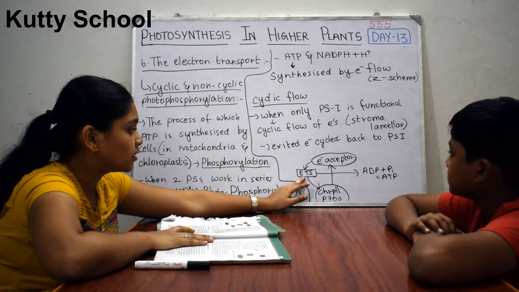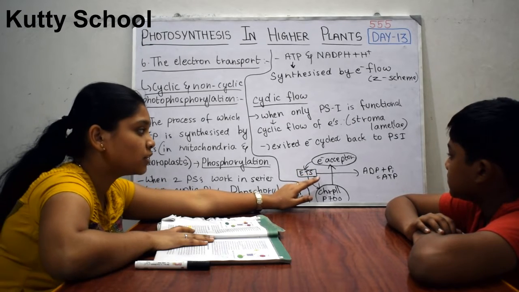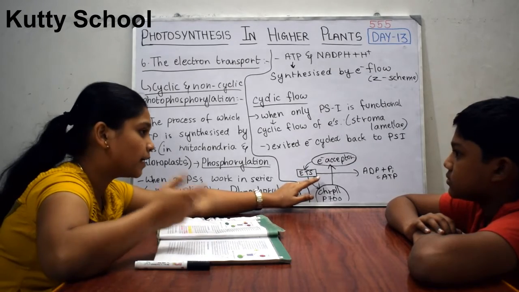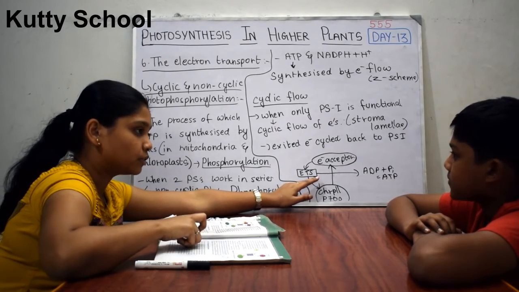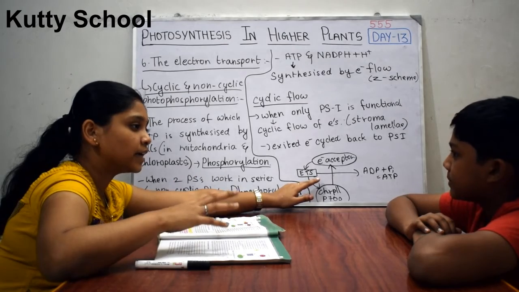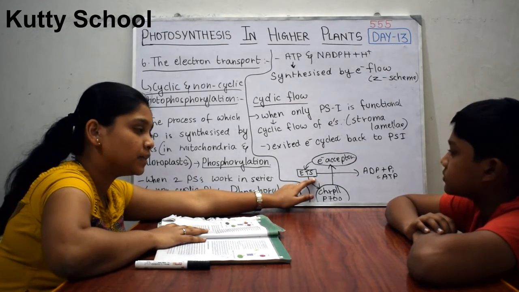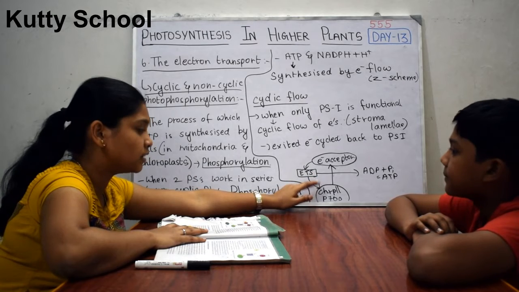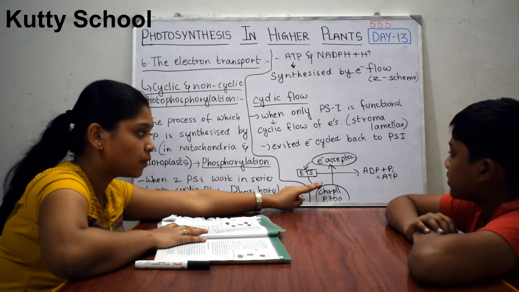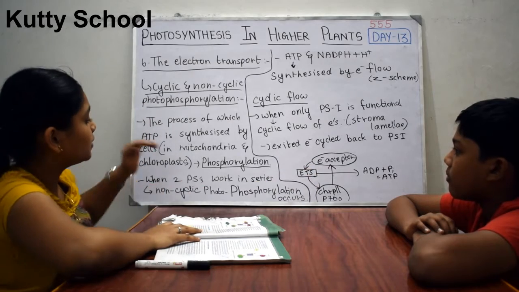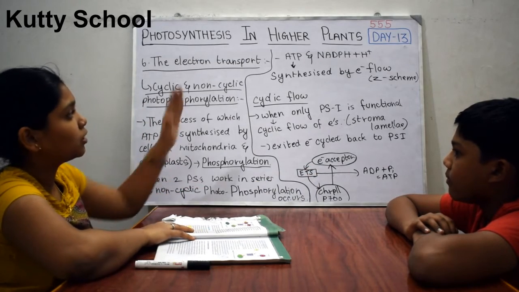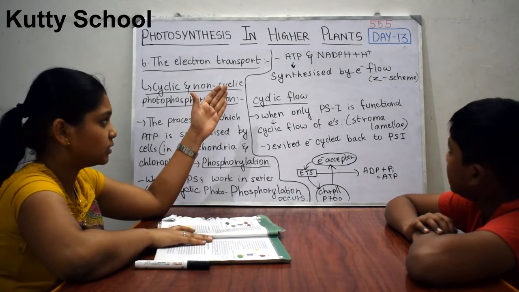This electron acceptor releases electrons to the electron transport system. The electron transport system adds inorganic phosphate to adenosine diphosphate and produces ATP, that is adenosine triphosphate. So here only ATP is synthesized, not NADPH. In cyclic photophosphorylation, only ATP is synthesized, whereas in non-cyclic photophosphorylation, both ATP and NADPH plus H plus are synthesized.